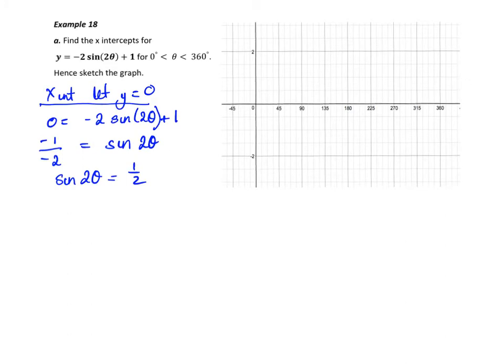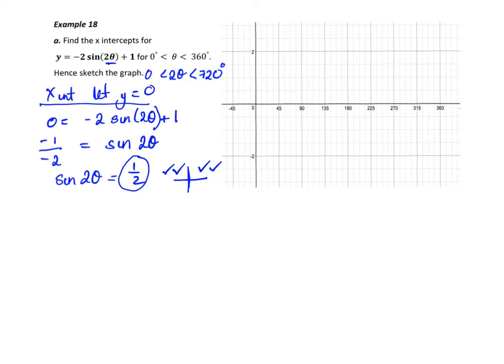Now let's work out what quadrants we're actually going to be in. Notice that our angle is a double angle, so therefore 2 theta is going to be between 0 and 720 degrees. So if I'm working the quadrants, I'm looking for when sine is positive. So it's in the first and second quadrant, but I am going around twice. So I've got another 2 solutions there.